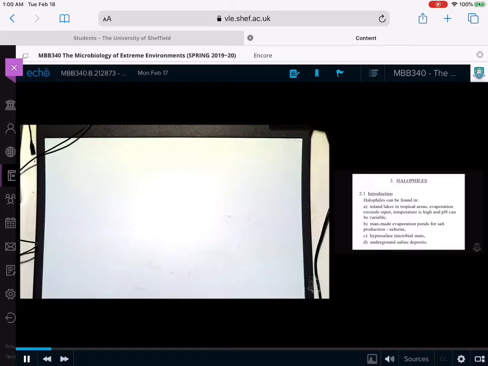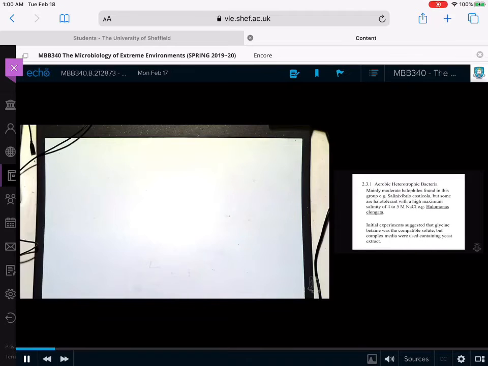So you have human-mediated evaporation ponds for making salt. And then natural environments again, microbial mats and also underground saline deposits. So we find these by human activity of mining for salt, but these are natural deposits, sometimes kilometres below the Earth's surface.